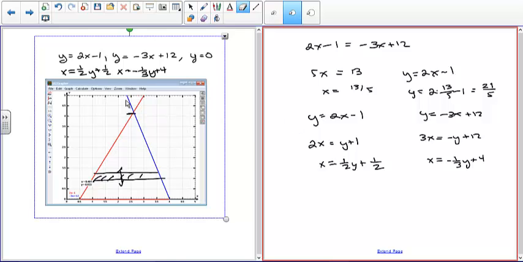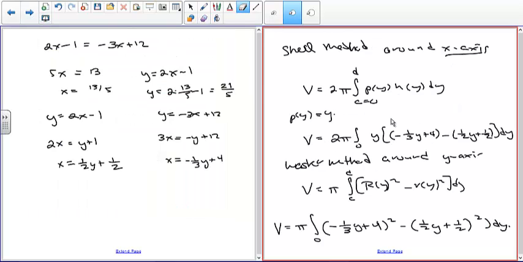So those are the two curves that we have to worry about. And we have the limits from 0 to 21/5. So for the shell method, we integrate from 0 to 21/5. So that's our y limits. P of y is y. The more positive y curve is the blue curve, which has a negative slope. Then you subtract the red curve. So that's h of y, the difference between those two values of x.